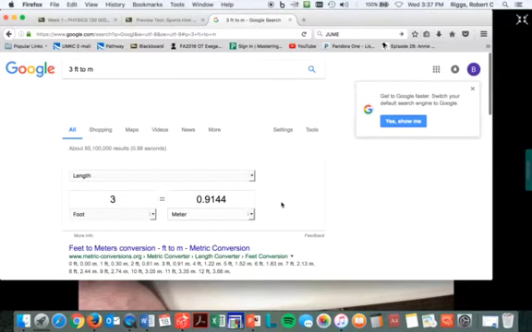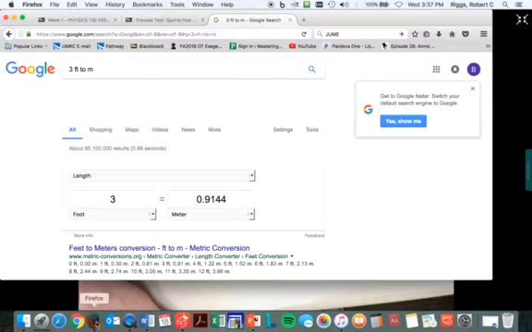3 feet is 0.9144 meters. That's a much easier way to do it. Okay? So all the conversions you can just do that way. Now, one of the things, here's the deal, and then I'll stop this one.